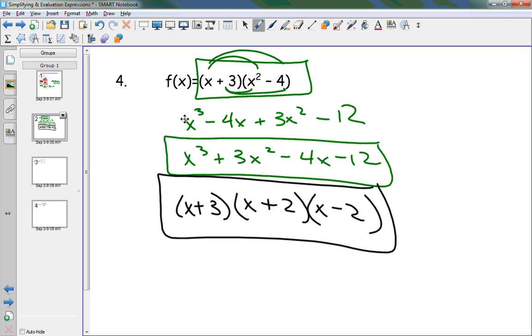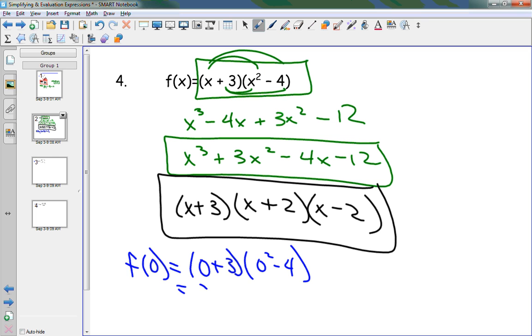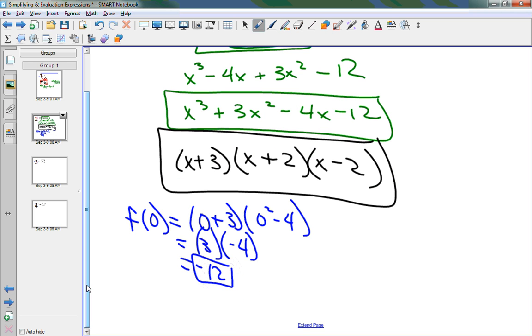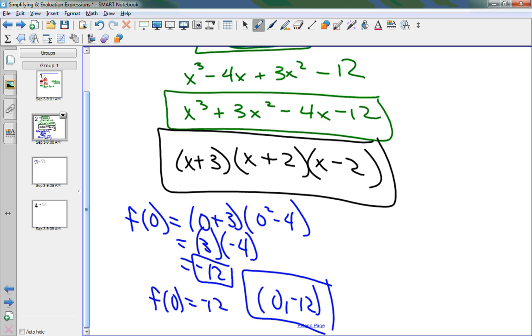And the last part of it says to do f at 0. So I'm going to take the original one, 0 plus 3, times 0 squared minus 4. This gives me a 3. This gives me a -4. This gives me a -12. So with that said, f at 0 equals -12, which gives me the ordered pair 0, -12. Again, pretty simple.